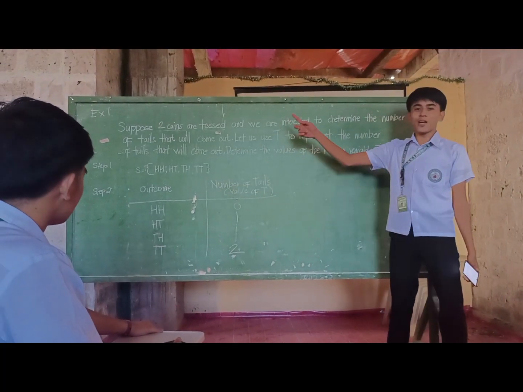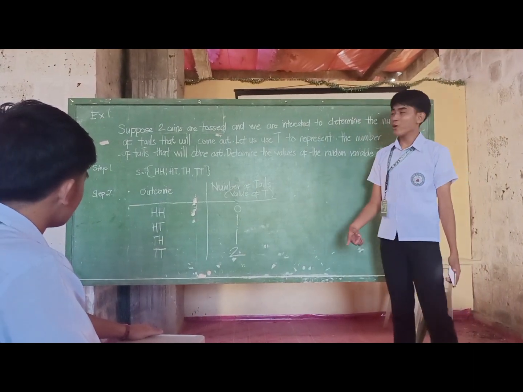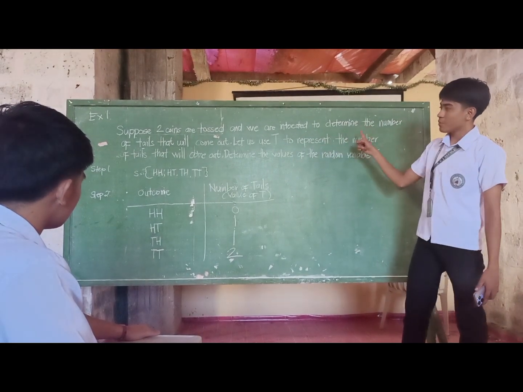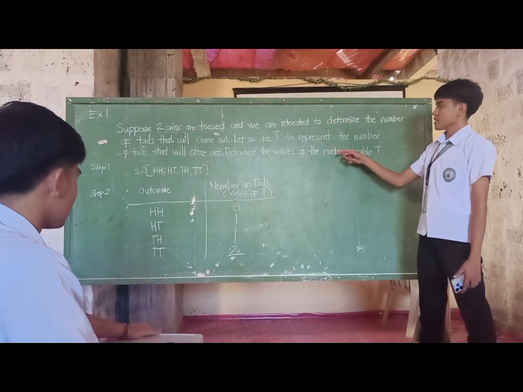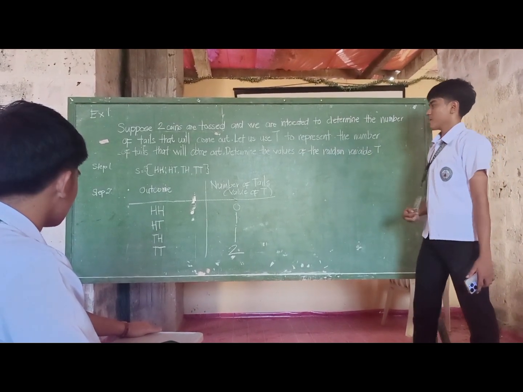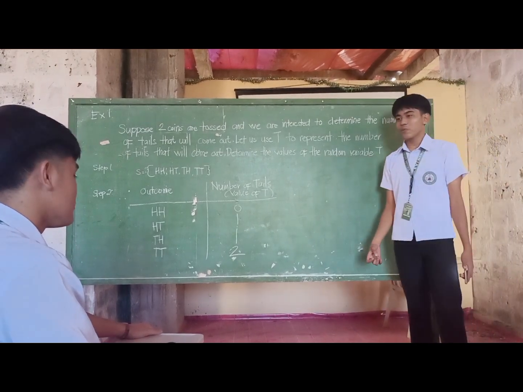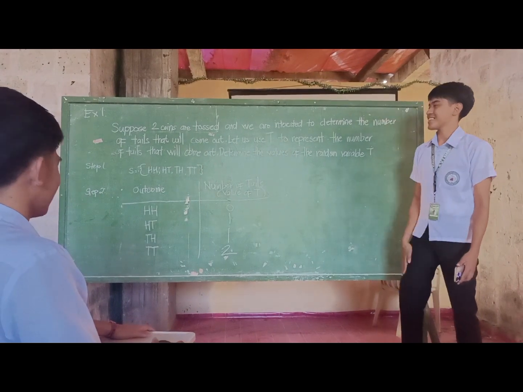So, example 1 of the random variables and probability distribution. Suppose 2 coins are tossed and we are interested to determine the number of tails that will come out. Let us use T to represent the number of tails that will come out. Determine the values of the random variable T.